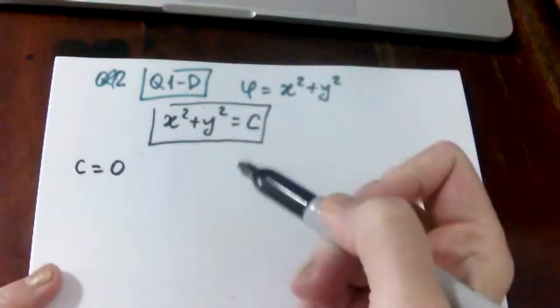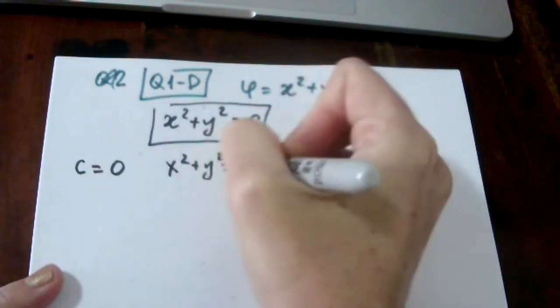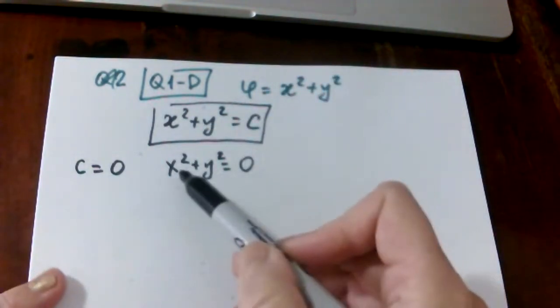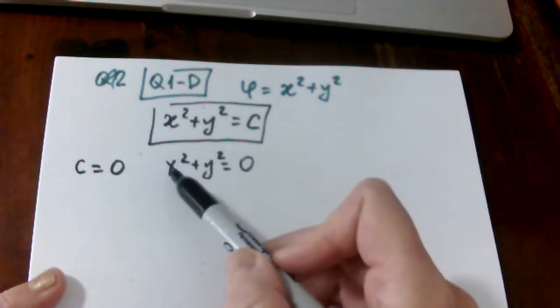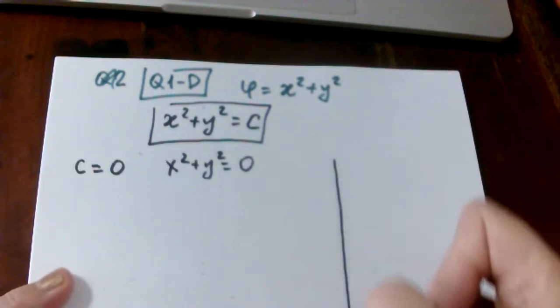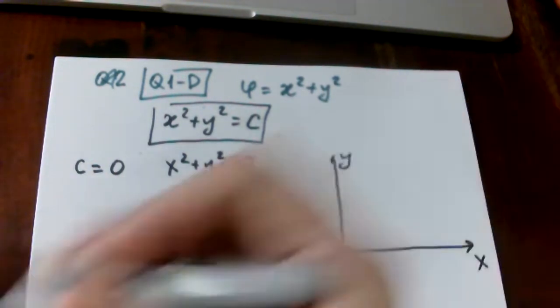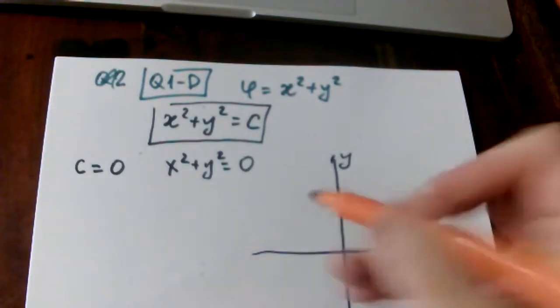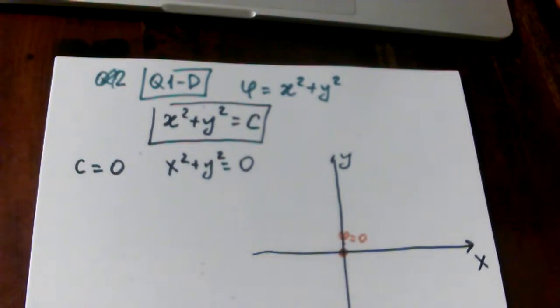Let's start with 0. If C is equal to 0, x squared plus y squared is equal to 0. There's only one point which satisfies this equation, when both x and y are equal to 0. This is the origin. And that is why our first level curve will look very strange. It's not even a curve, it's just one point. And it corresponds to phi is equal to 0. Okay, very strange, but let's move further on.